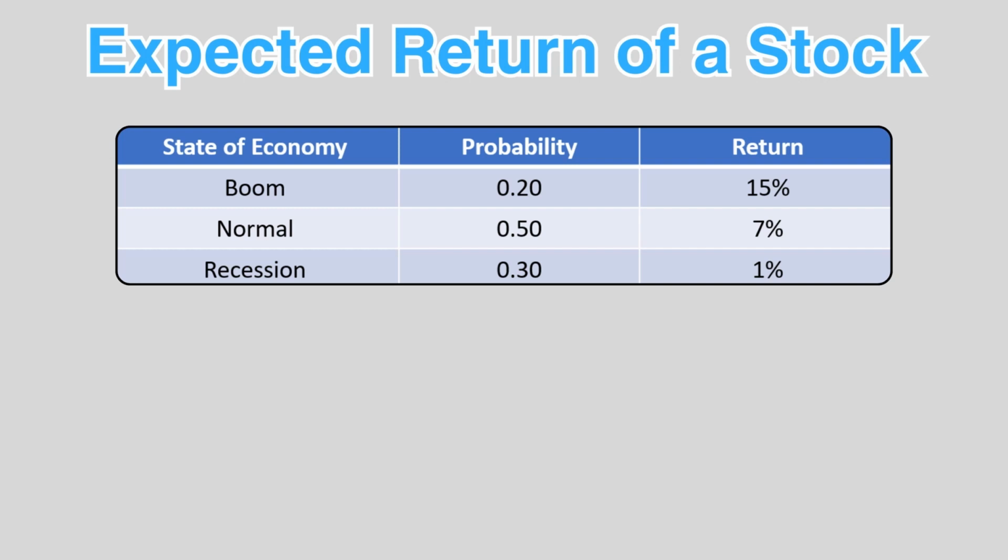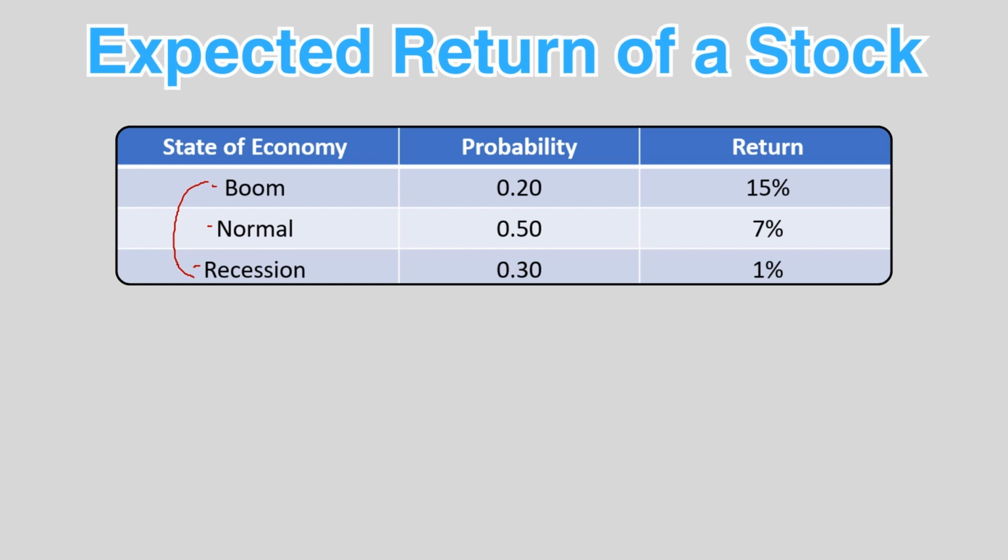Today we're going to look at calculating the expected return of a stock. In this example, we have three different states of the economy. We have a boom, a normal state, and a recessionary state. And each of these states of the economy has a different probability of actually occurring.